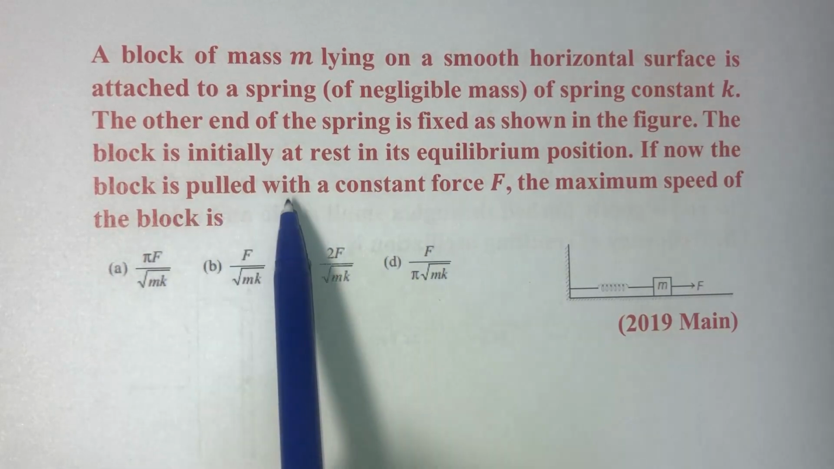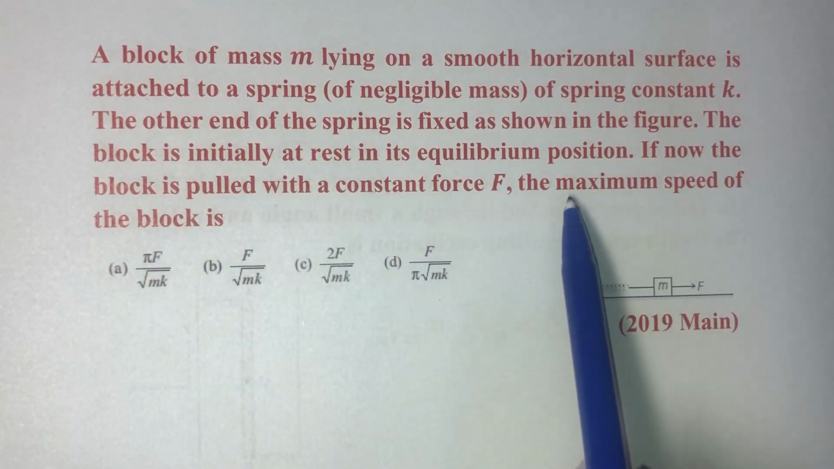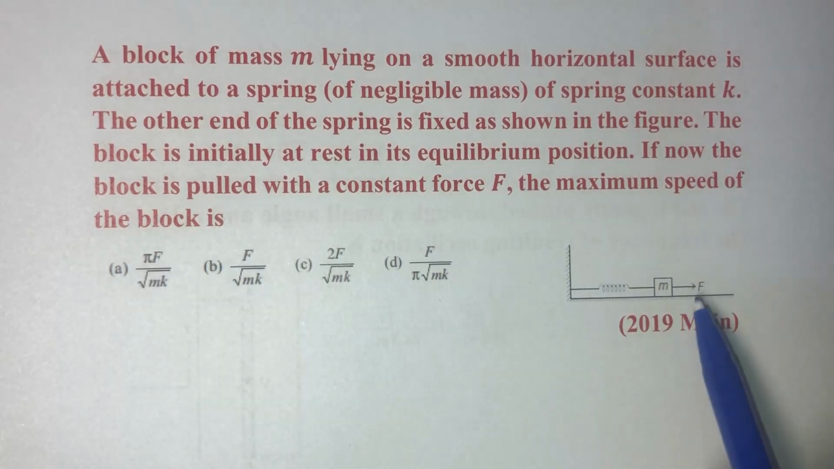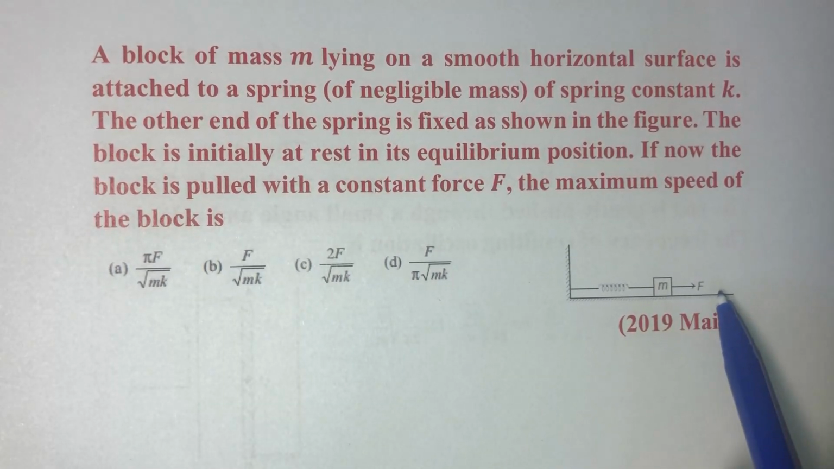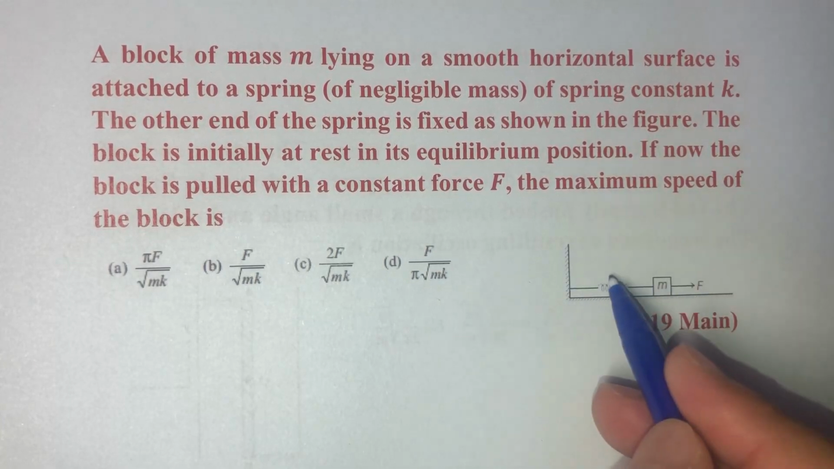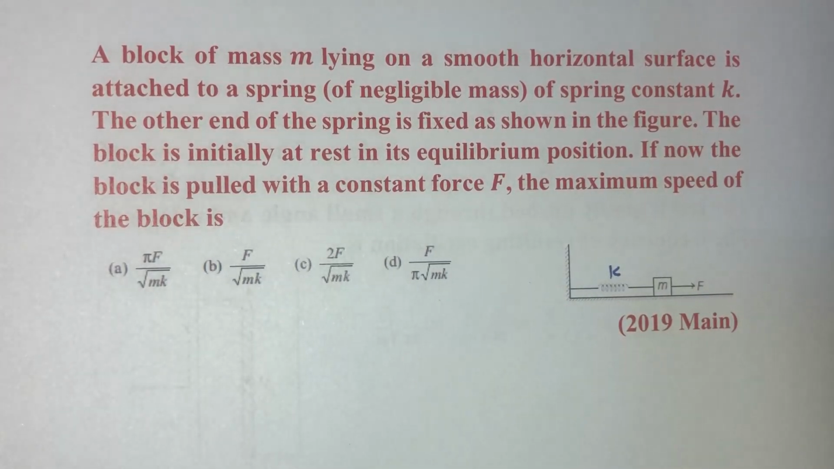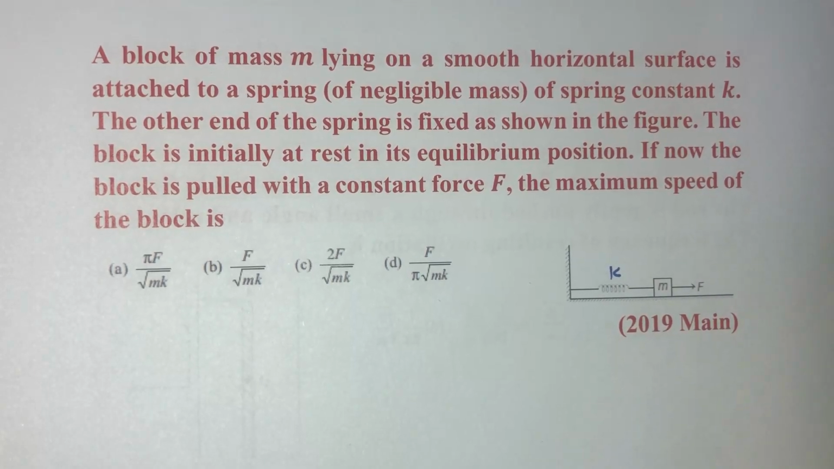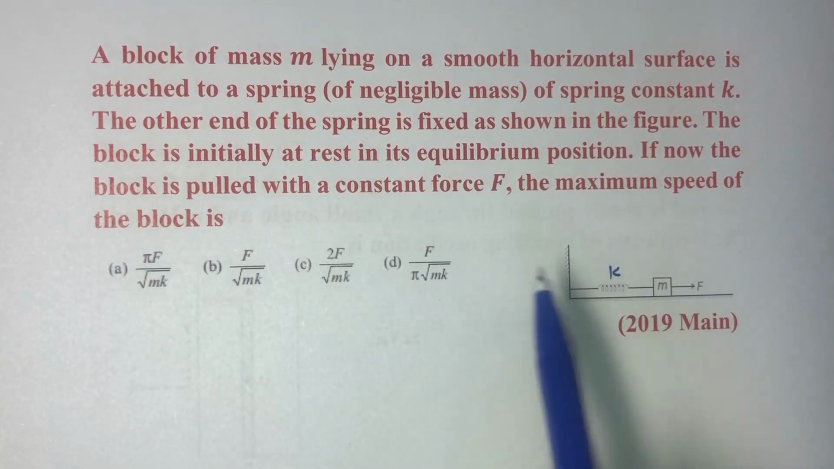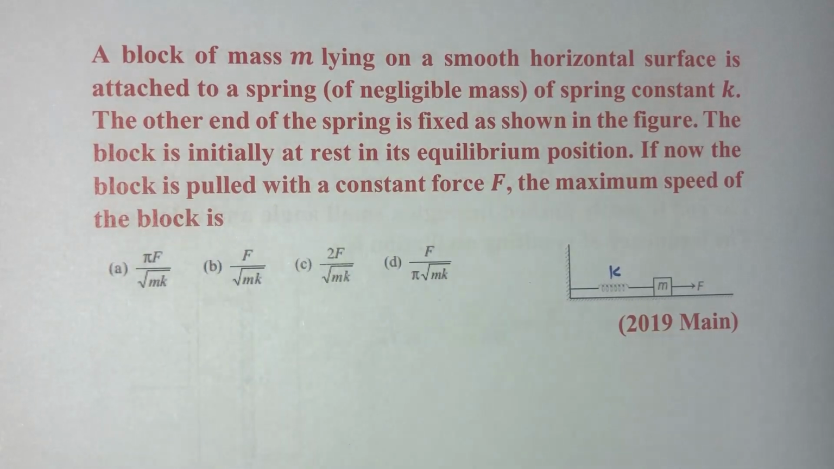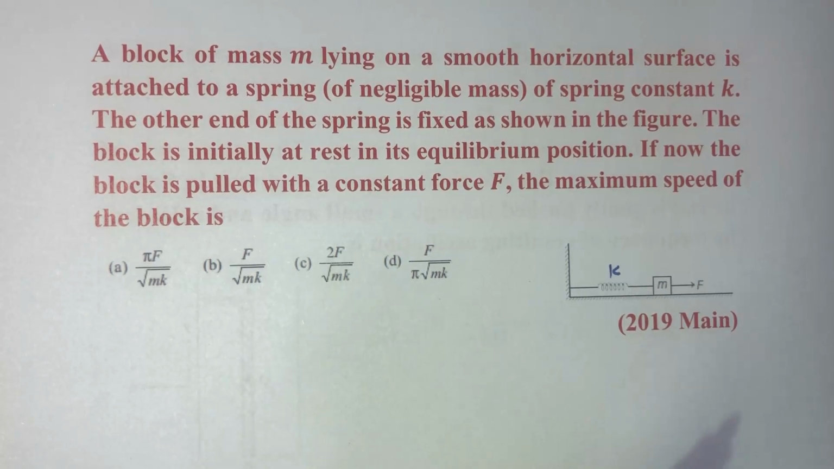If now the block is pulled with a constant force F, the maximum speed of the block is... So this is block m, force is being applied, and this is the spring which has a spring constant k. We have to find out the maximum speed of the block. In this question, the conservation of energy principle is going to be applied.